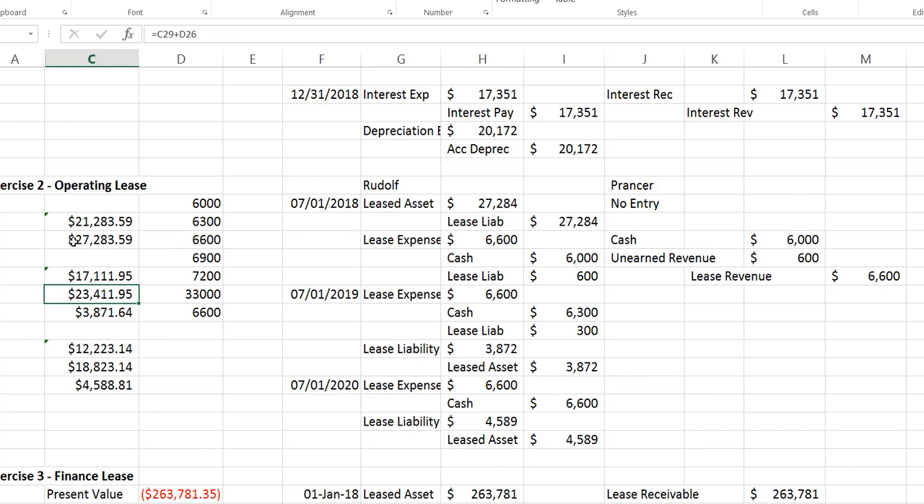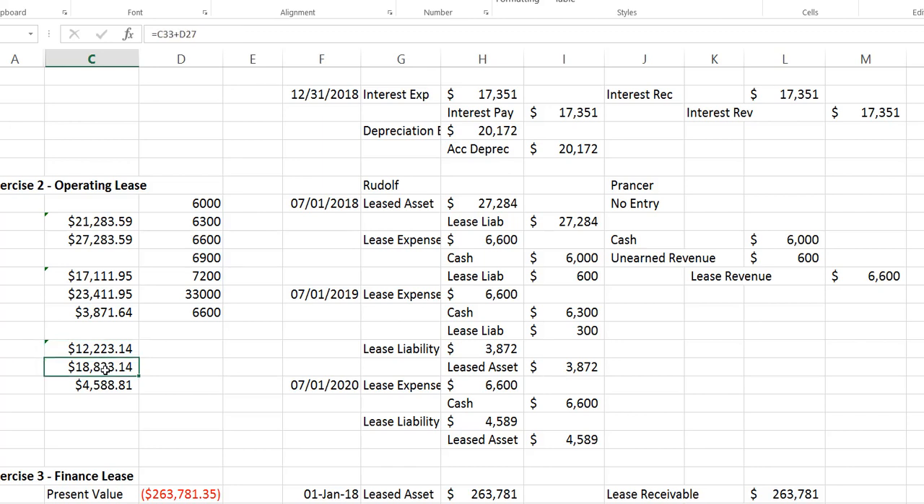23,411. So it has gone from 27 down to 23. That's a difference of 3,872. So we debit the lease liability and credit the lease asset. And then we do the same thing again. Notice that each year we are taking into consideration only the future payments. So the present value of the future payments.